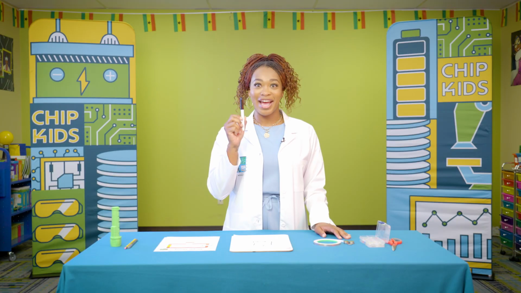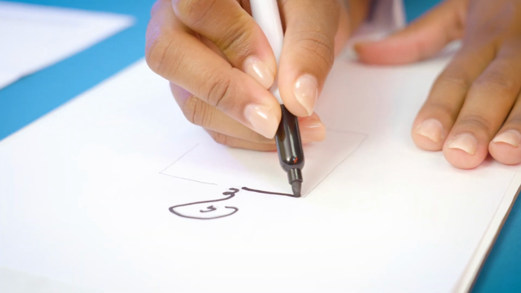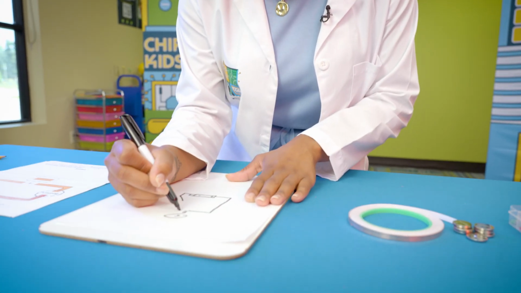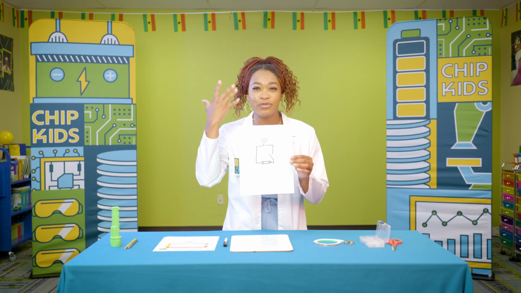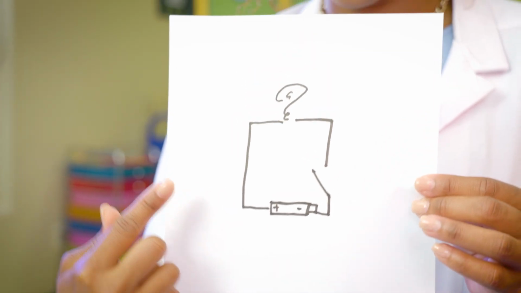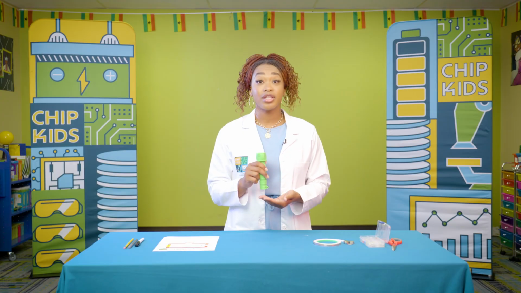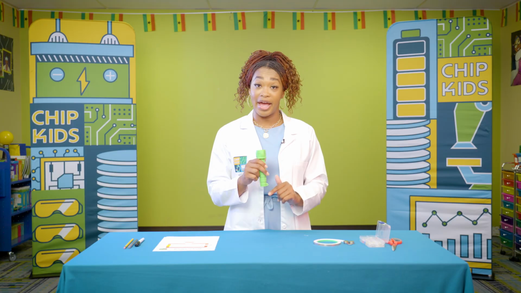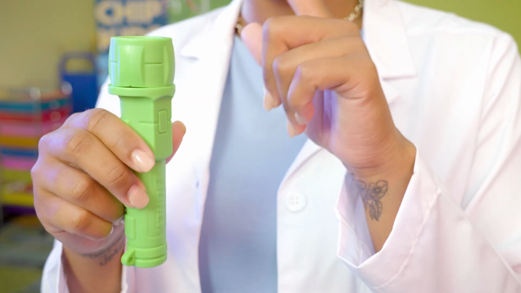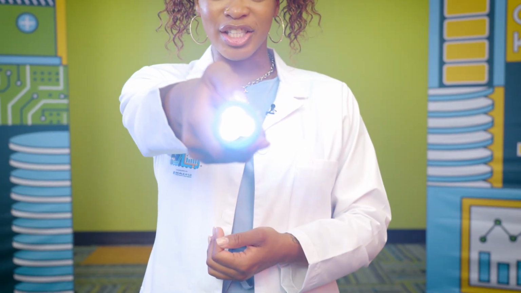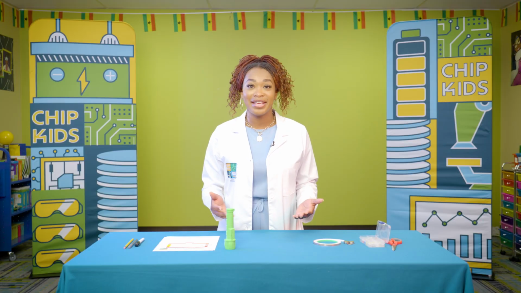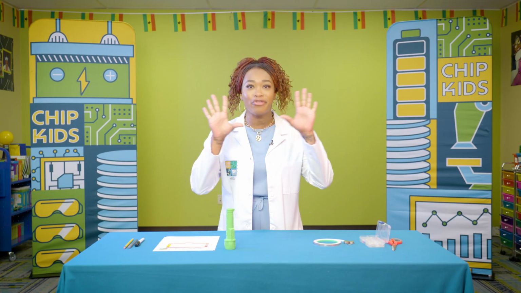Let's sketch it out to see how these parts connect. This is called a circuit diagram. It helps us visualize how electricity moves. When the switch is closed, electrons flow from the battery, through the wires, and to the light bulb. And ta-da! Light. But if we open the switch, the circuit breaks and the light turns off. It may seem basic, but circuits like this power everything.